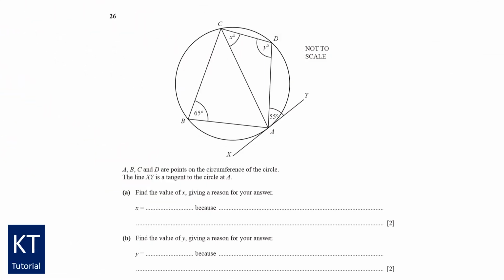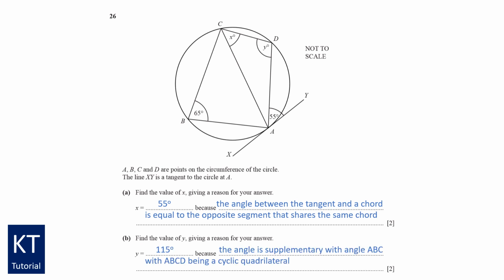Question 26. A, B, C, and D are points on the circumference of the circle. The line XY is a tangent to the circle at A. Find the value of x, giving a reason for your answer. x is 55 degrees because the angle between the tangent and the chord is equal to the angle in the alternate segment that shares the same chord. Question 26b. Find the value of y, giving a reason for your answer. y is equal to 115 degrees because the angle is supplementary with the angle ABC, with ABCD being a cyclic quadrilateral.